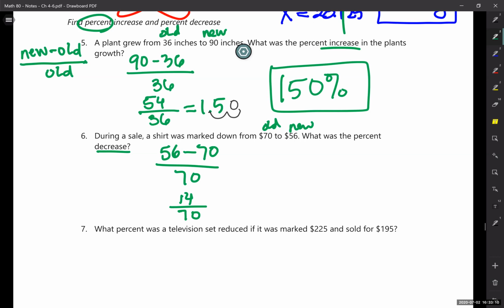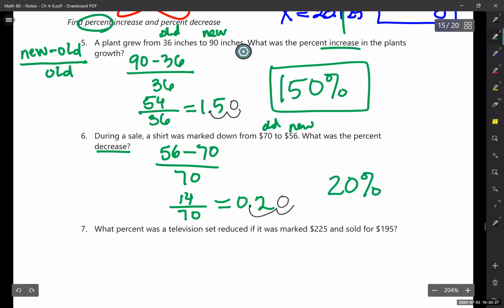Okay, divide that by 70, and I get 0.2. I need to move the decimal over 2 places, 1, 2, and I get 20% as my final answer. So basically what I'm saying is the shirt was 20% off. And we can find that just by knowing what the sale price is. We can figure out what the original or what the discount was.